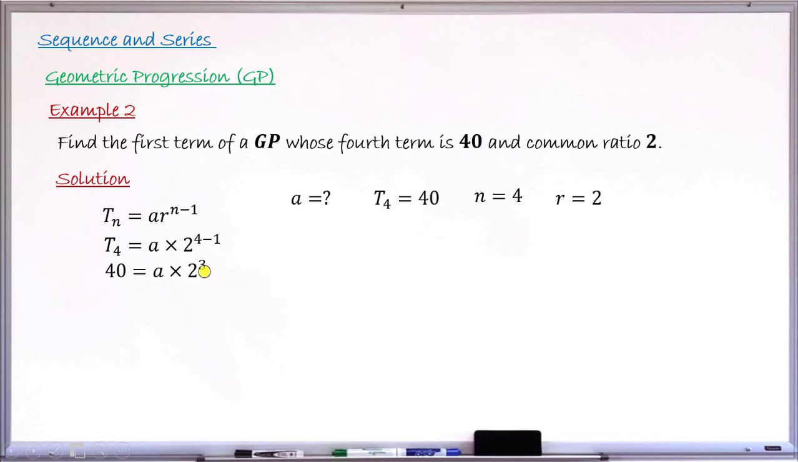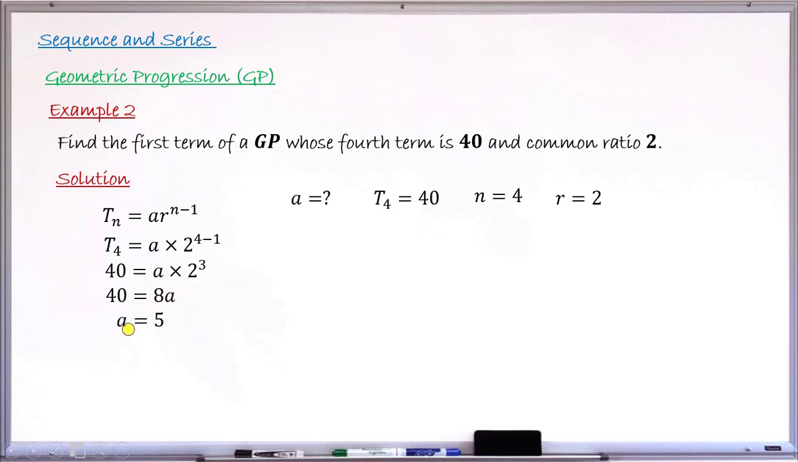So I'll continue. What I'm going to do now is 2 raised to 3 gives me 8. So I'm going to have 40 equals A times 2 raised to 3. This 2 raised to 3 is 8. So you now have 8A. So next, to find A, you now divide both sides by the coefficient of A, which is 8.